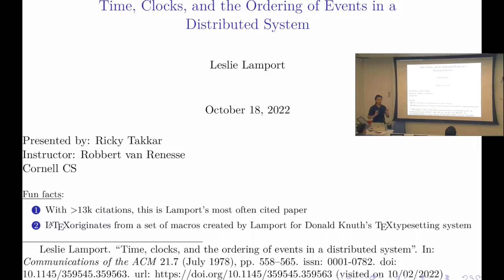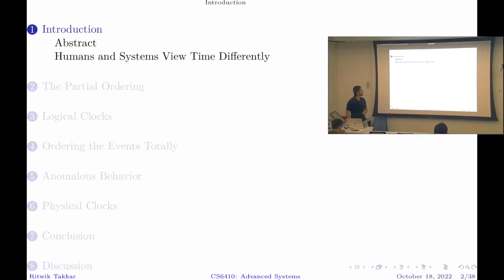All you need to know about special relativity for this paper is that it teaches that different observers can disagree about which of two events happened first. And there's no invariant total ordering of events in space-time. I'll get more into what total ordering is as we move on. So let's start with the introduction.